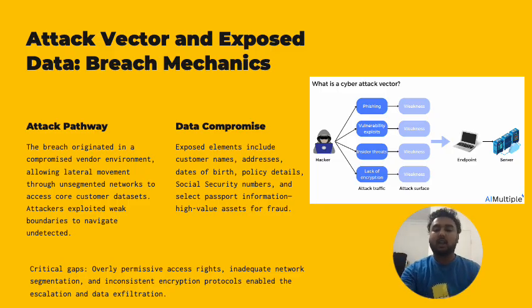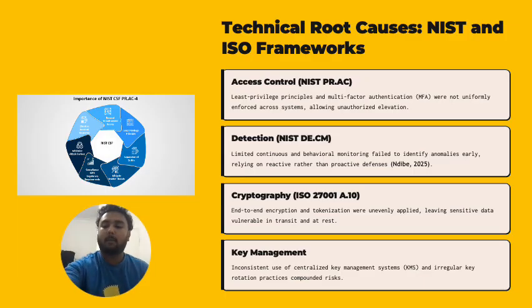I have a second slide, and my second slide topic is technical root causes, NIST and ISO frameworks. Now I am moving on to the technical root causes and how they relate to cybersecurity frameworks like NIST and ISO. Starting with access control, the organization did not fully implement the least privilege principle or multi-factor authentication. This means users had more access than they actually needed, which allowed attackers to move more freely once inside.